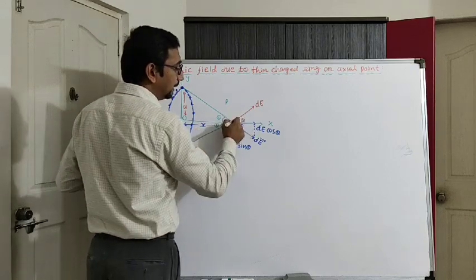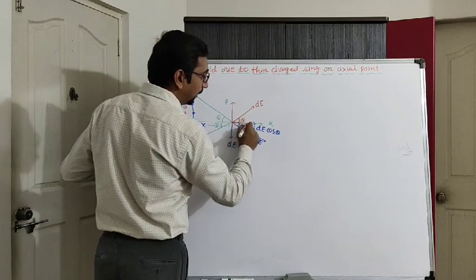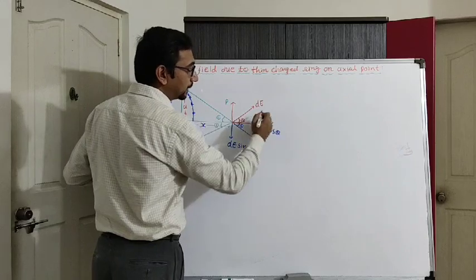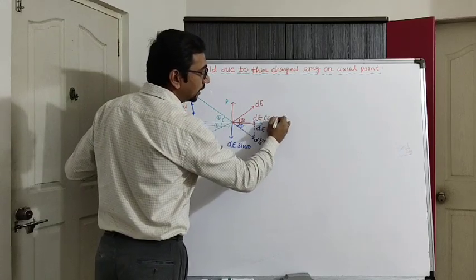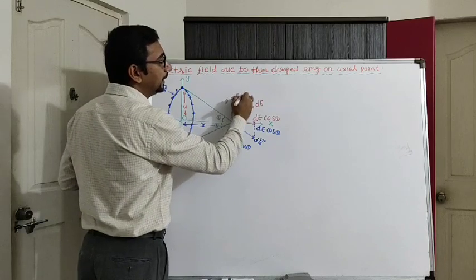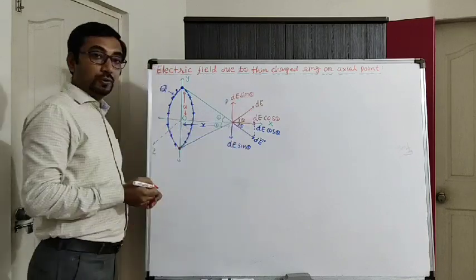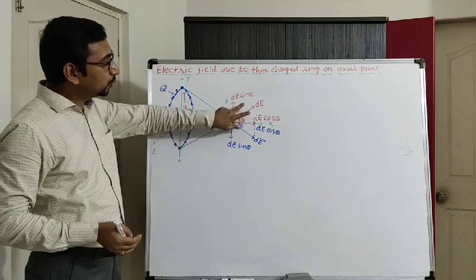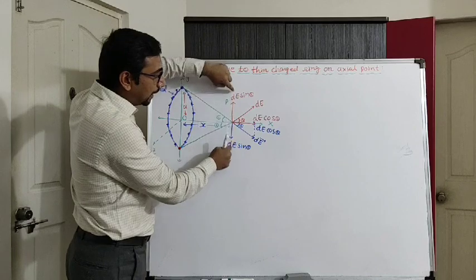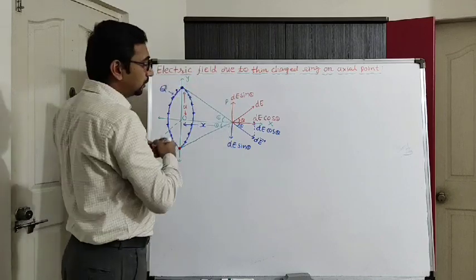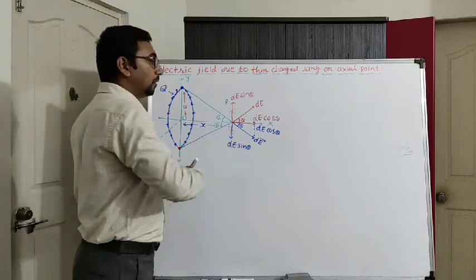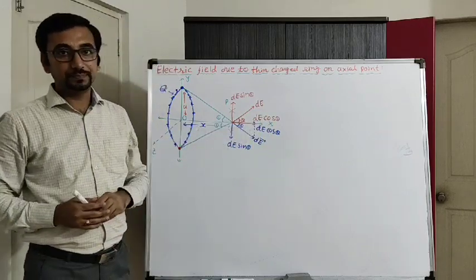So if we divide this electric field into two perpendicular components, then first component which is along the axis is dE cos theta, while another component which is perpendicular to axis is dE sin theta. So if we want to simplify these two electric fields, then here see that sine components are opposite to each other. So these two components will cancel each other and here cos component will be added.